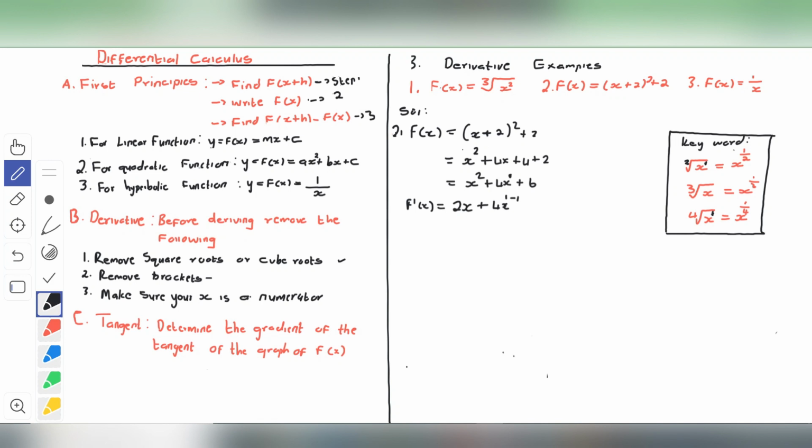Whenever we differentiate a constant, remember a constant is a number which doesn't have variables or letters, right? So we can see that this 6 is just a constant. Whenever we differentiate a constant, the answer is always 0, right? So we are not done. We have 2x squared plus 4x to the exponent of 0, right? Anything to the exponent of 0 is 1, right? So meaning it's going to be 2x plus 4.